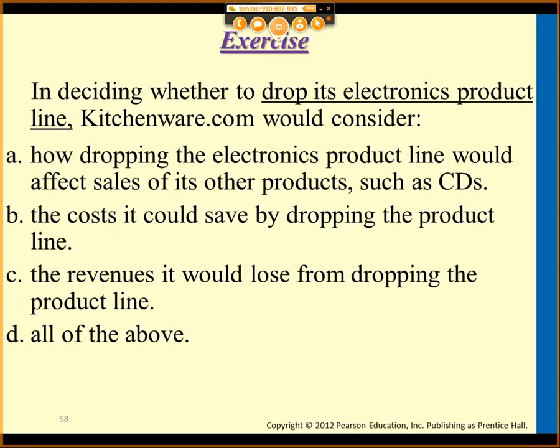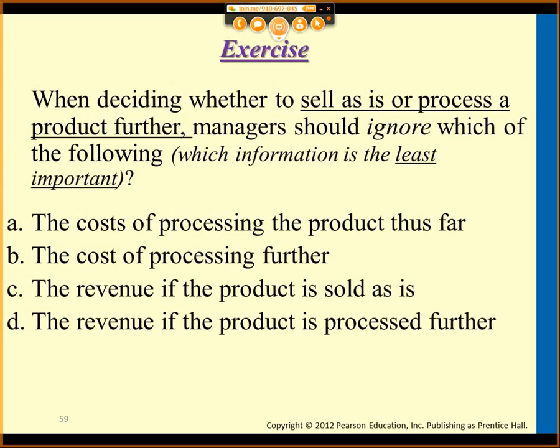Okay. In deciding whether to drop its electronics product line, kitchenware.com would consider how dropping the electronics product line would affect sales of its other products such as CDs, the cost it could save by dropping the product line, the revenues it would lose from dropping the product line, or all of the above. A, B, C, none, D. Good job. Okay, couple more.